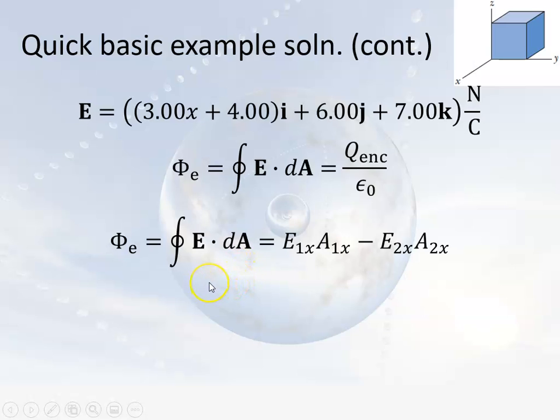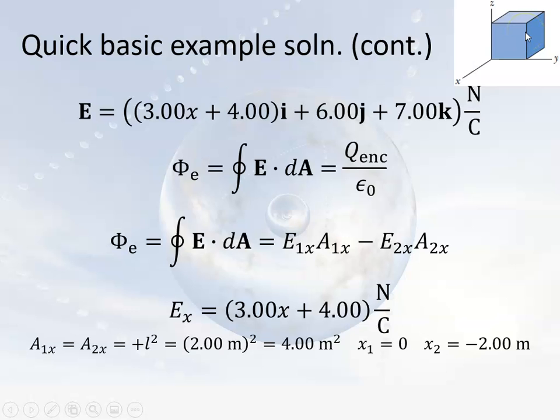In fact, what we're going to do is say that the back of this is going to be what we're going to call x2, and the front of this is going to be what we're going to call x1. So the areas are easy. Each of the areas is 4 meters squared, because the sides are of length 2 meters. So at the back end we have x2 equals -2 meters. At the front end we have x1 equals 0.